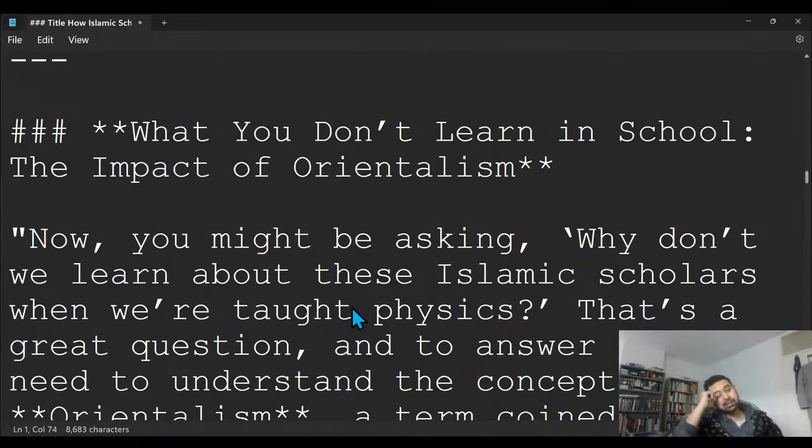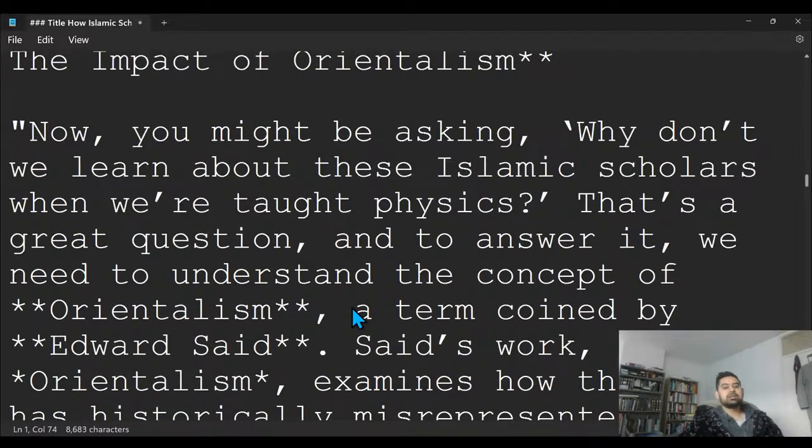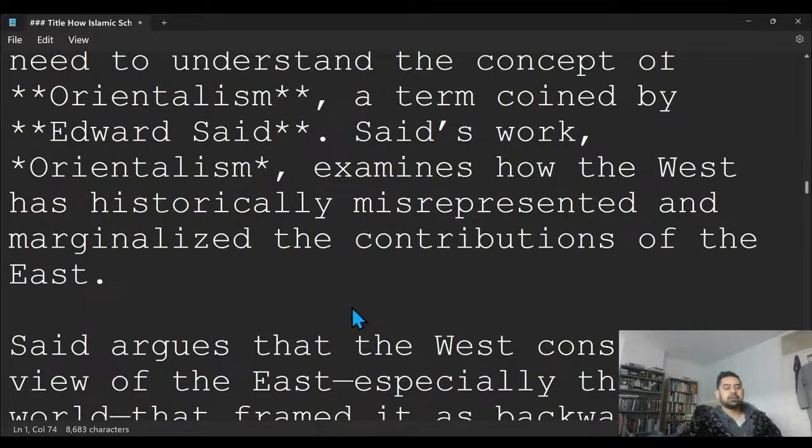What you don't learn in school: the impact of Orientalism. Now, you might be asking, why don't we learn about the Islamic scholars when we are taught physics? That's a great question. And to answer it, we need to understand the concept of Orientalism, a term coined by Edward Said. Said's work, Orientalism, examines how the West has historically misrepresented and marginalized the contributions of the East.